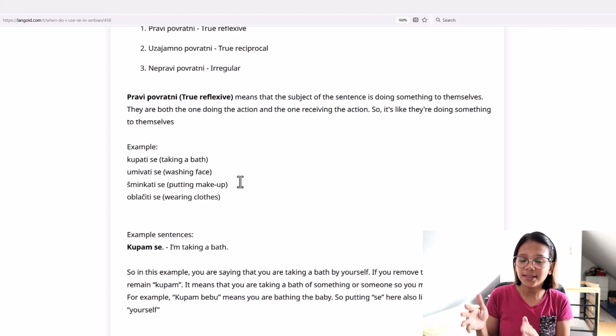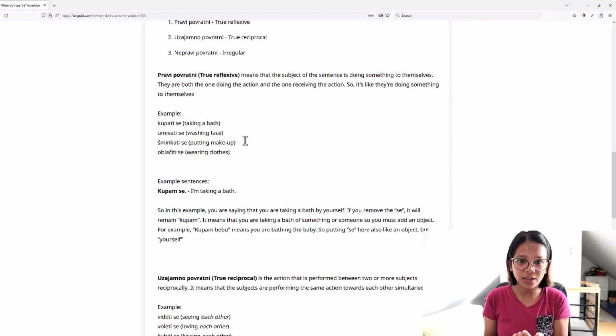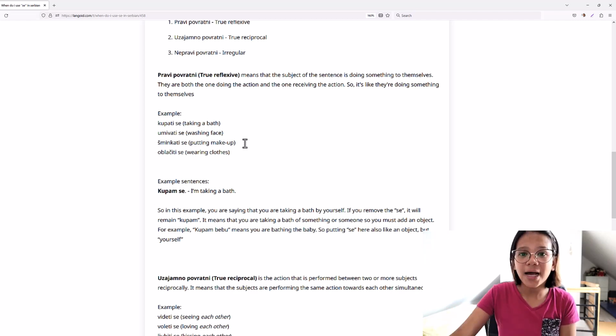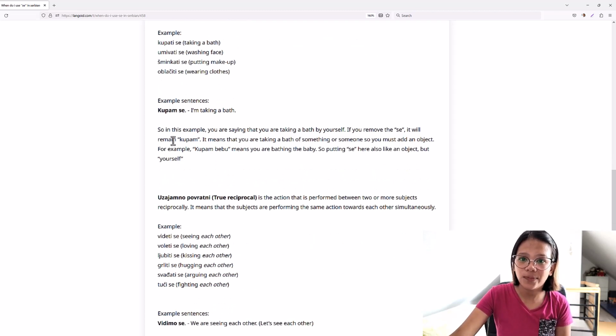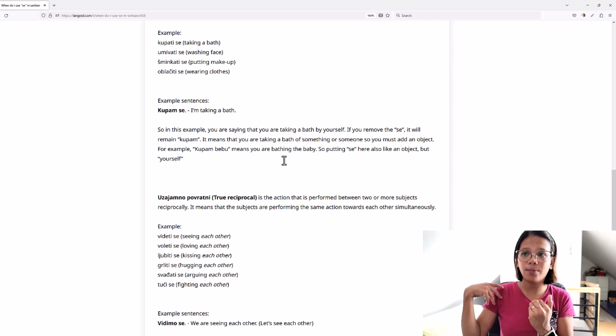So kupati se, taking a bath. When you put se, it means that you are taking a bath of self. Is it yourself? Is it myself? Or is it himself? It's both the one doing the action and the one receiving the action. I put an example sentence here, which is kupam se, I'm taking a bath. And under that is my explanation. So in this example, you are saying that you are taking a bath by yourself. Kupam is taking a bath plus se. It means that you are taking a bath of yourself.